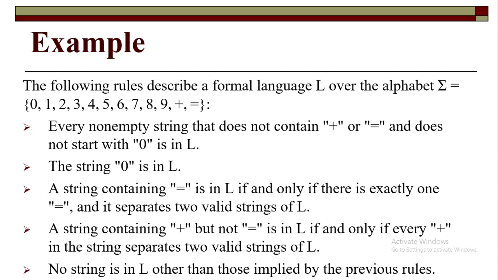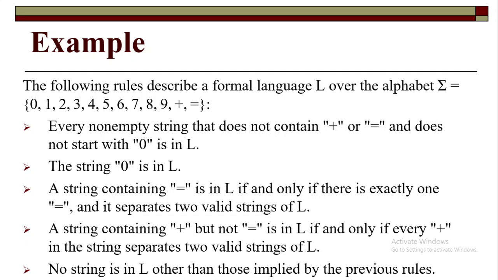The string containing equal to is in L if and only if there is exactly one equal to and it separates two valid strings of L. And the next rule, the third rule, is that if there is an equal to symbol in the formal language, there must be exactly one equal to, and it should separate two valid strings of L. That is, the strings which are created using the rules of the formal language. Those are the valid strings.